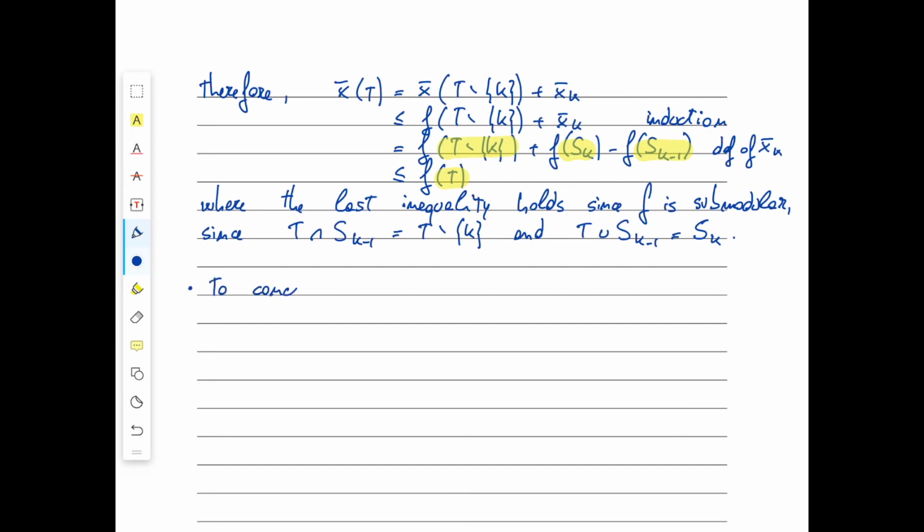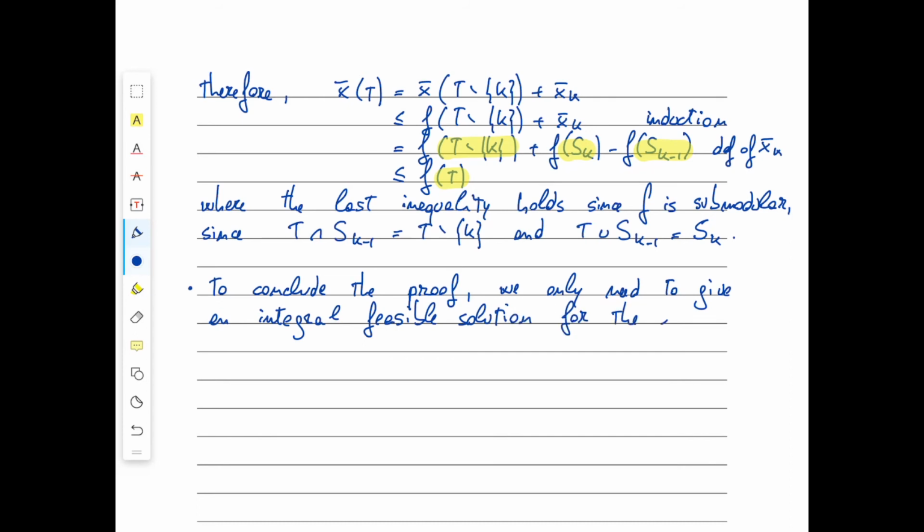So to conclude the proof, we only need to give an integral feasible solution for the dual whose objective value equals c x bar. So what is the dual then?